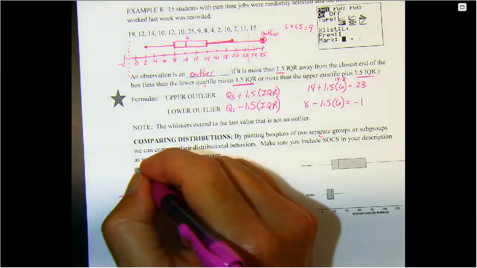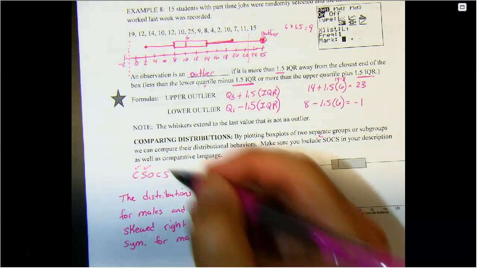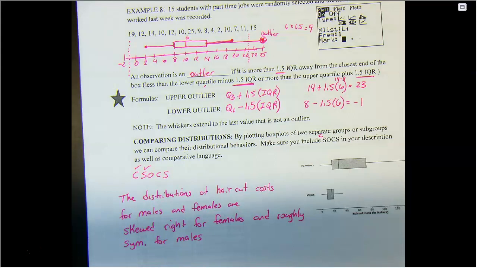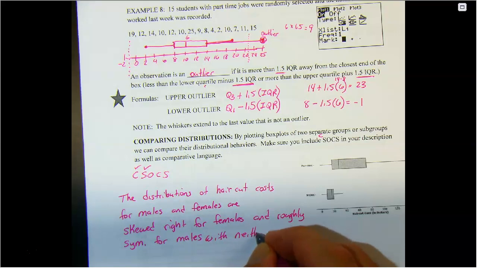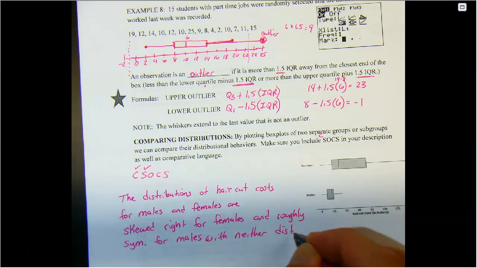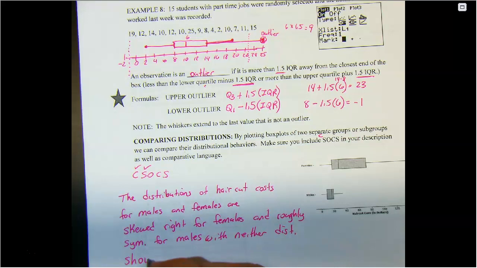Now again, this is just a checklist thing. We talked about context. We've done the shape. O again stands for outliers. Now, oddly enough, even though this sticks way out here, I got a really long box. So my data is spread out. It's just not one or two pieces out there. So really, neither distribution is showing an outlier.